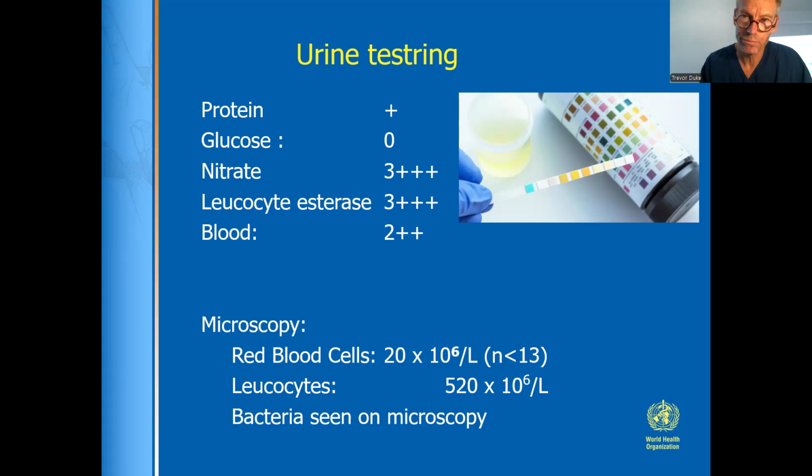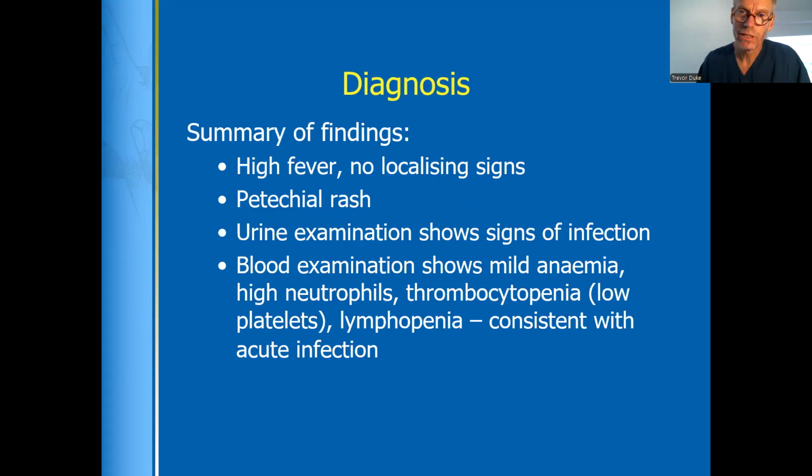And certainly on microscopy, this was sent to the lab, and the red cell count was a bit high, and the leukocyte count was very high, 520 times 10 to the 6 per litre. And in fact, at microscopy, they could see bacteria on the microscopic view of the urine. So in summary, we come up with a diagnosis.